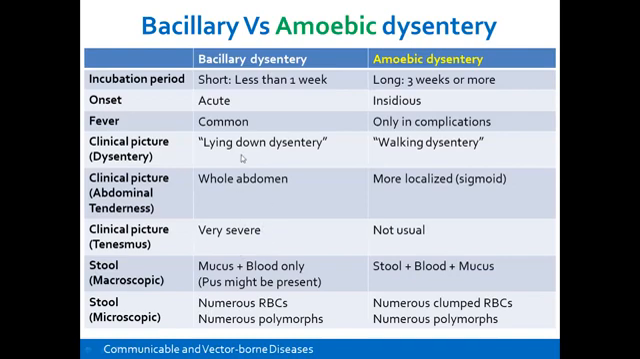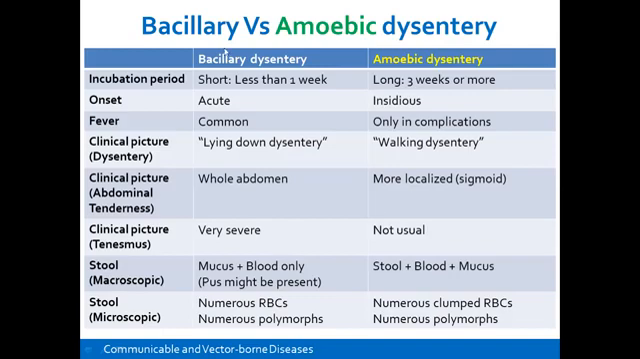Then this is very severe, as I've explained here. The tenesmus is not very severe in this case. Then stool, there's mucus and blood only. Pus might be present, but mucus and blood only in bacillary dysentery. Then, because the stool is not too much here, in amoebic dysentery, you'll have stool that has blood and mucus. So that's a good difference you should be able to pick up. Microscopically, you'll have numerous RBCs, and then you'll have also numerous RBCs clumped together, and also you'll have polymorphs in both cases. So they are quite different.